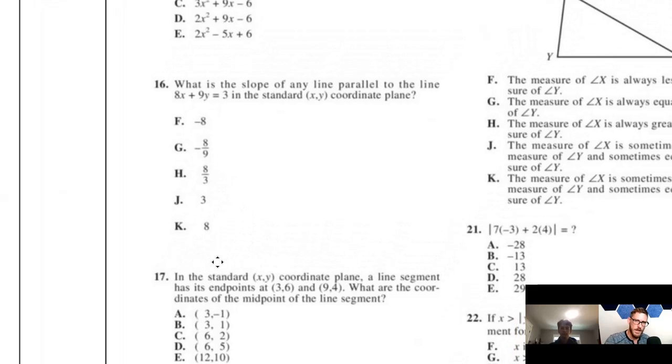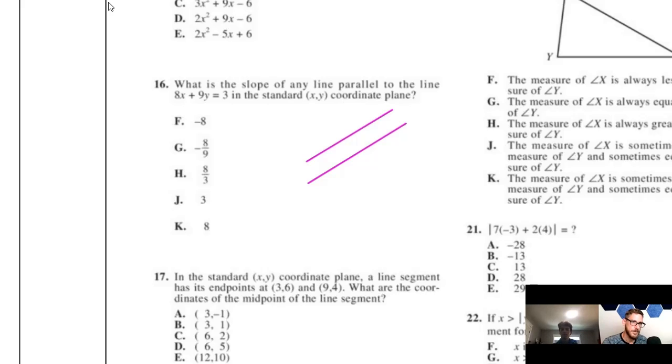What is the slope of any line parallel to this line in the standard coordinate plane? All right, so first of all, to answer this, we need to know what parallel means. Like same slope, but different points. Yeah, good. Two lines are parallel if they're going the same direction. In terms of a graph, that means they have the same slope. So any line parallel to this line will have the same slope as this line. To answer that question, we need to know the slope of this line. How do we figure that out?